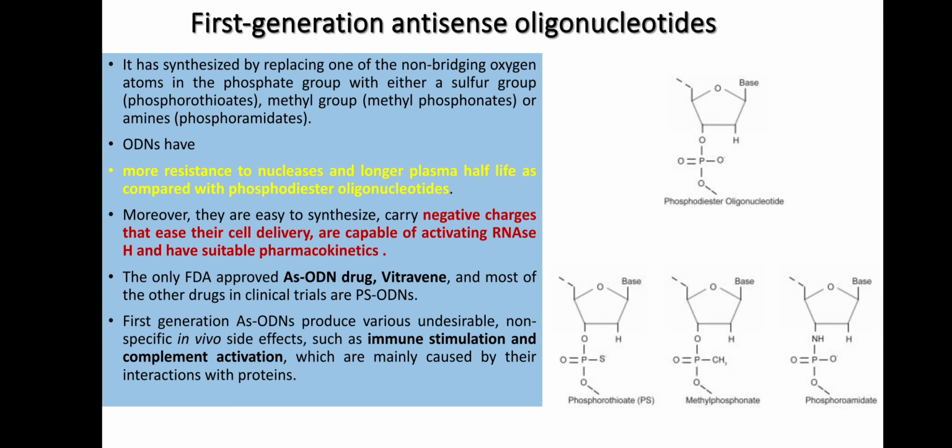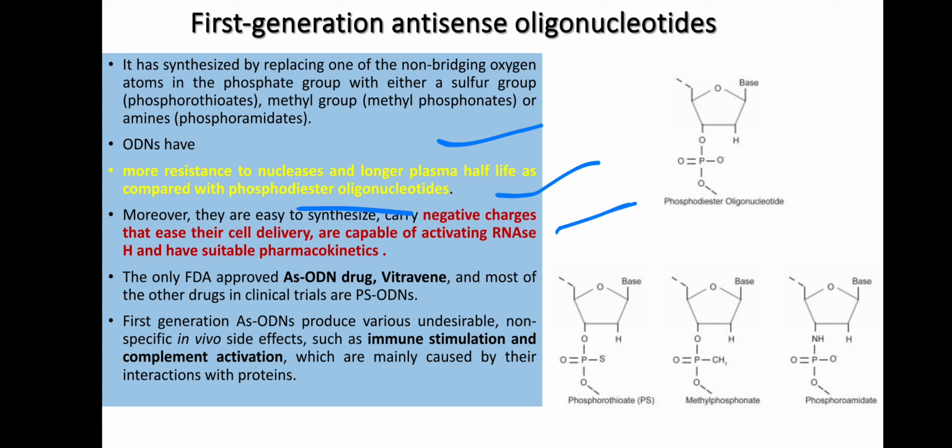So this is about some first generation antisense molecules. It is first synthesized by changing the non-bridging oxygen, which we have already discussed. And what is the impact? It becomes more resistant, more resistant to nuclease. And what if they are resistant? They directly increase the half-life of the particular compound. So this is very important.